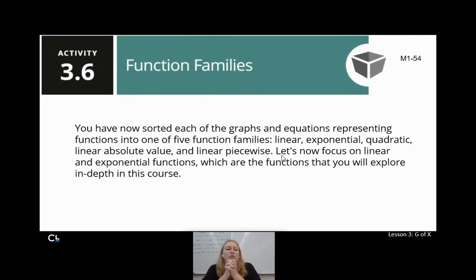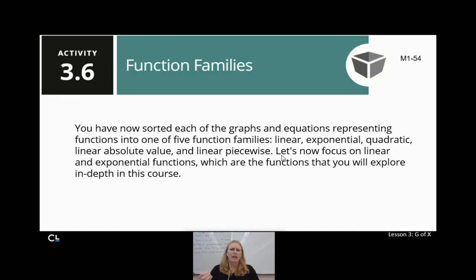So you have now sorted each of the graphs and equations representing functions into one of 5 function families: linear, exponential, quadratic, linear absolute value, and linear piecewise. Let's focus for just a bit. And don't get me wrong, the others are important, but for now, can we take a moment to focus on just the linear and exponential functions?